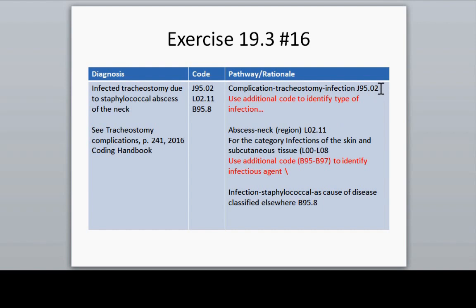So it comes under a complication, tracheostomy infection, and we have an instructional note to use additional code to identify the type of infection. Then we look up our abscess of the neck, and we see that for the category infections of the skin and subcutaneous tissues in this category, there is a use additional code to identify the infectious agent. So we look up our B95.8 code, staphylococcal as a cause of disease. So this is your pathway to help you get there, but I want to be sure you don't miss this tracheostomy complications in the coding handbook.